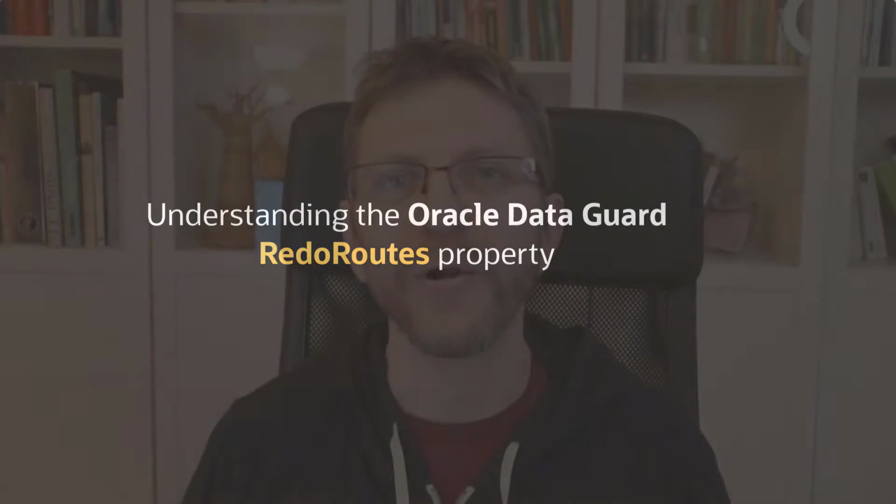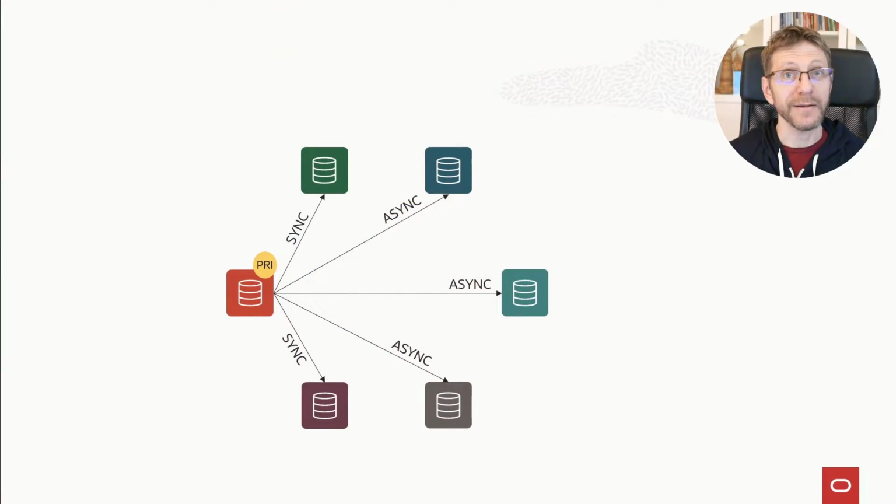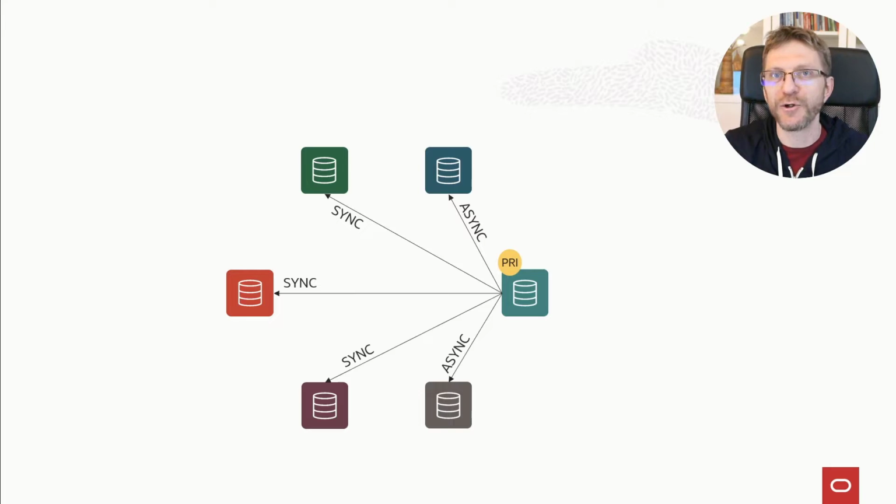How do I configure the RedoRoutes property in a Data Guard configuration if I want a cascade standby topology? This is a question that I often get from colleagues and customers. When you configure Data Guard by default, you have the primary database sending the redo to all the standby databases simultaneously, and whenever you do a switchover, it doesn't change. You will still have the primary sending to all the standbys simultaneously.